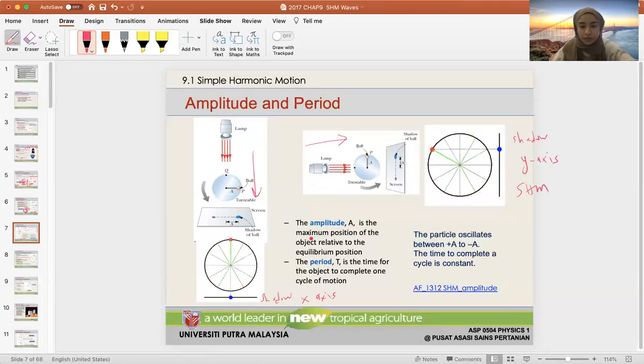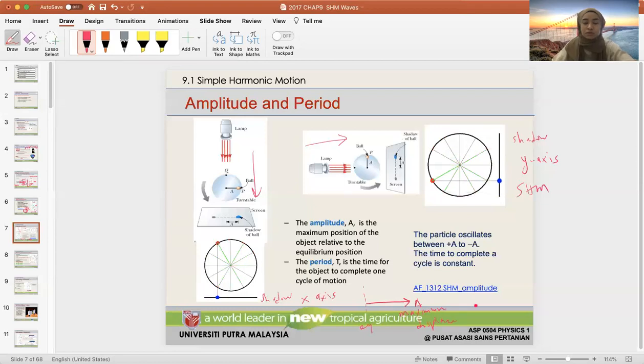So the amplitude A is the maximum position of the object relative to the equilibrium position. What this means is we have a spring, kita ada equilibrium position. This is the maximum displacement. That is your A.